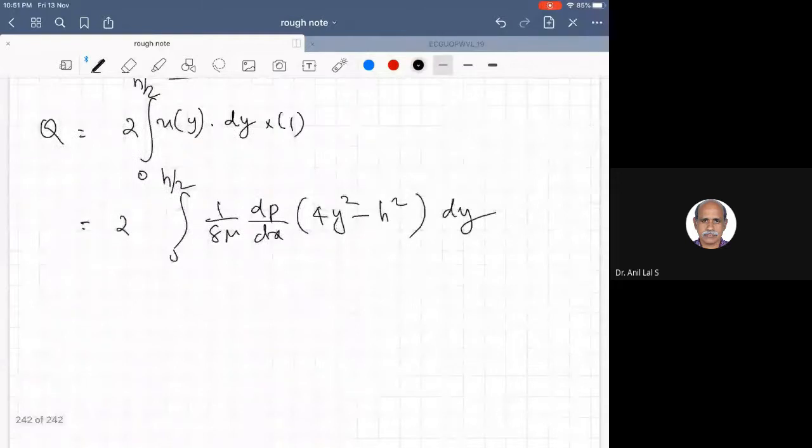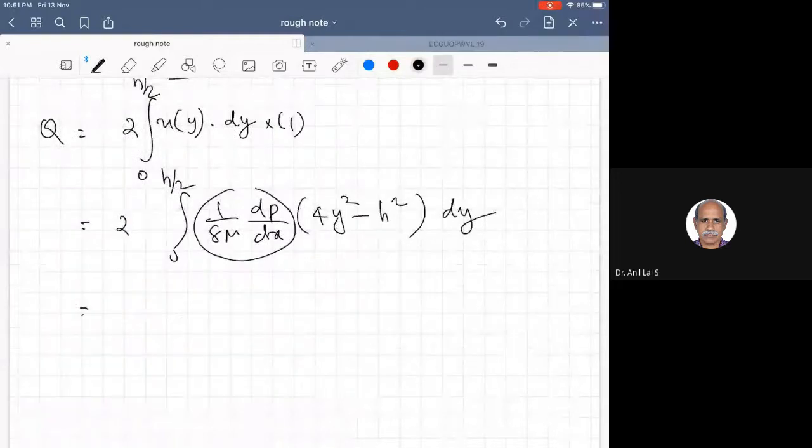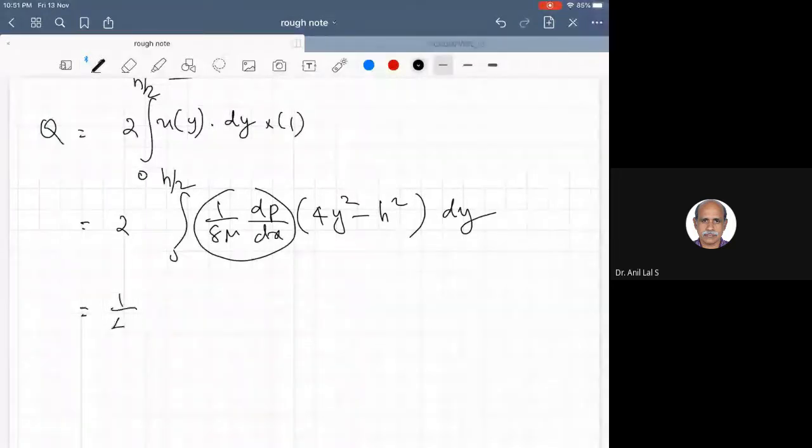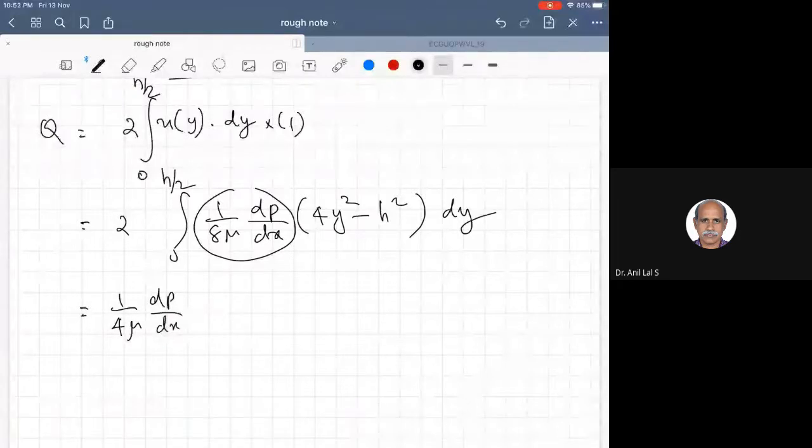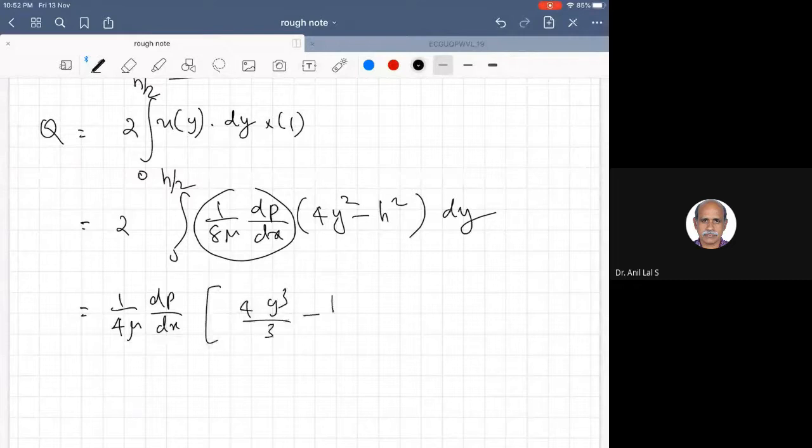So these things are constant. So 1 by 8 to 1 by 4 mu dp by dx, integral 0 to h. So that can be 4y cube by 3 minus h squared y, from 0 to h by 2. This is h squared y. H squared into y, 4y cube by 3.